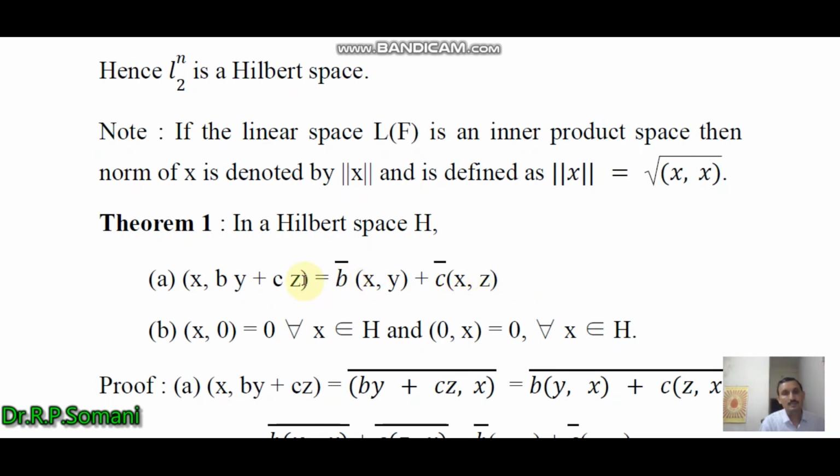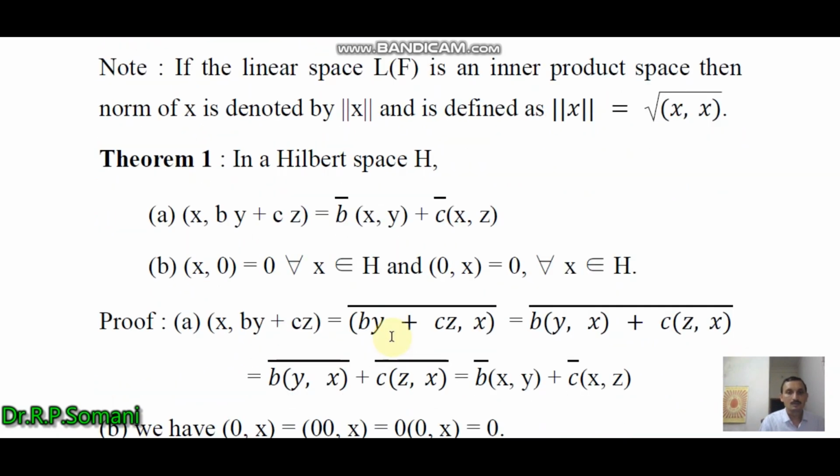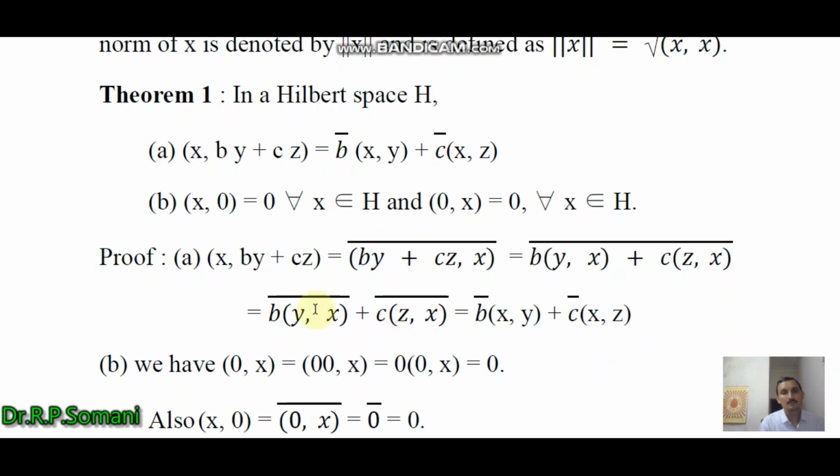So in this we see that if scalars are in the second part and we take them out, then we get the conjugate sign. And the second property tells us that the inner product (x, 0) equals 0 for all x belonging to H, and (0, x) equals 0 for all x belonging to H. So in the inner product, if one element is 0, then the value of the inner product is 0. We check here, the proof is simple.